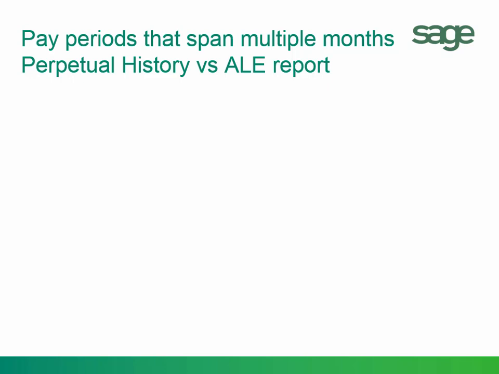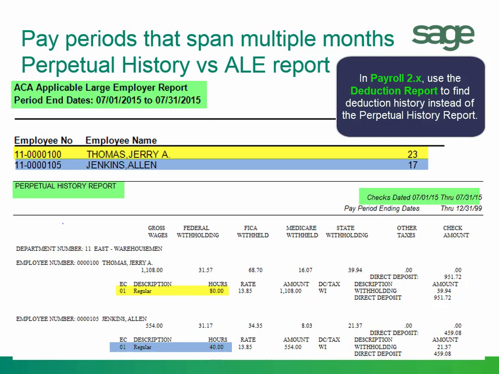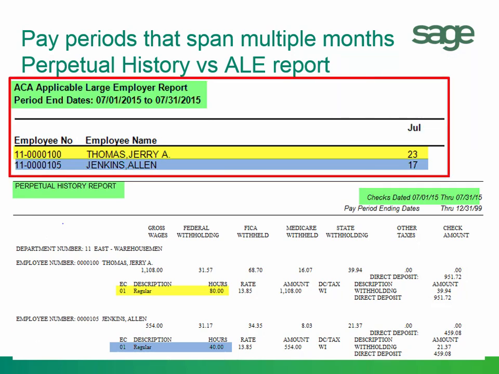When you have pay periods that span multiple months, there can be differences between the perpetual history versus the ALE report. Let's look at an example. On the top is an ALE report. This report was printed for the period from July 1st through July 31st. We see the hours for Jerry and Alan. Jerry shows 23 hours and Alan shows 17.